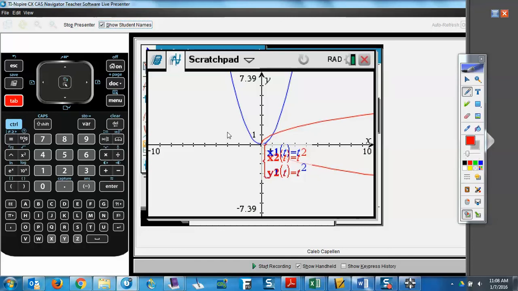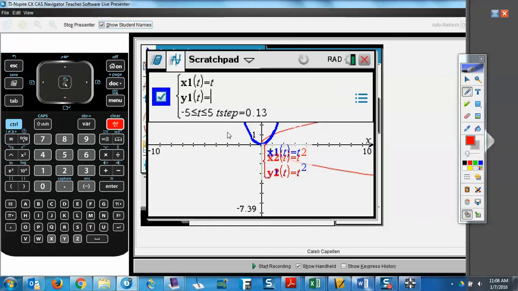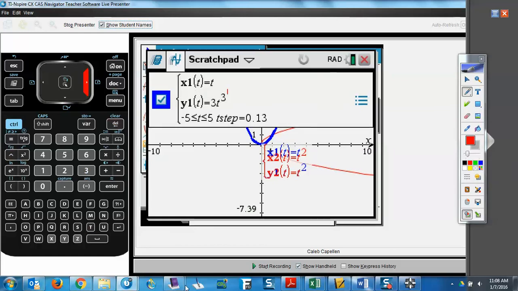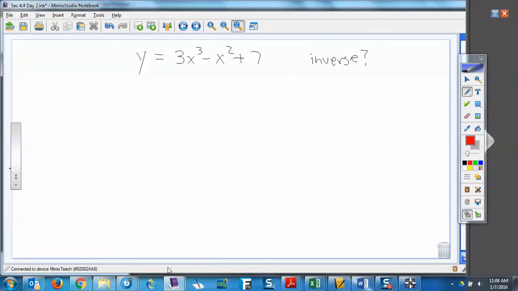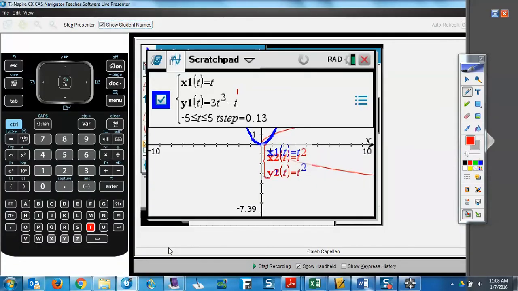Go up here. Go up to x1. You got t, go down to y. Okay, leave that t. Okay, we want to do 3x cubed. So what's he got type right here? 3t cubed, right? Because x is t. So 3t cubed, what did I say we wanted? Minus x squared plus 7. So 3t cubed, we want minus x squared, so you're going to put t squared, and it was a plus 7. Okay, hit enter.